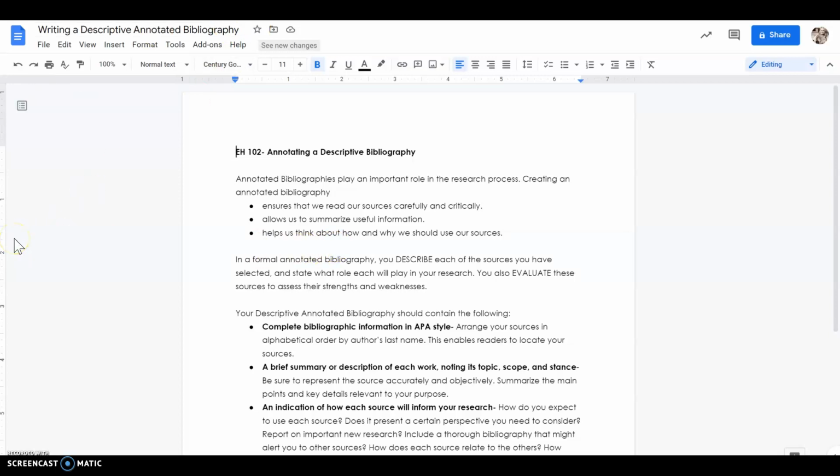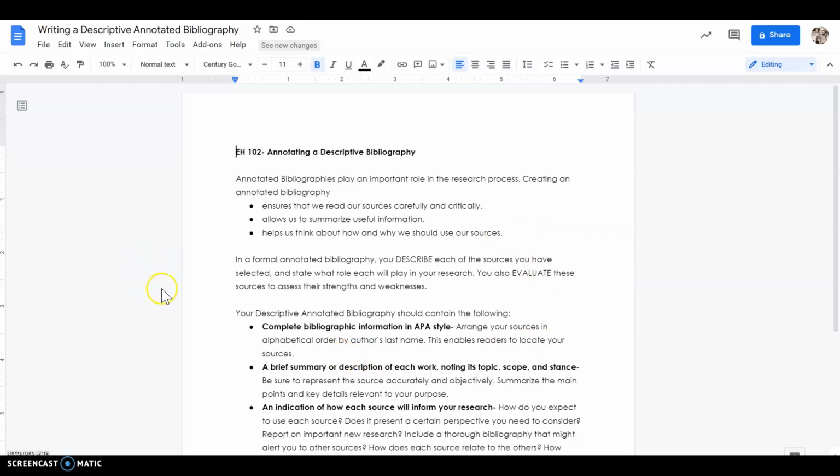So for our purposes, with a descriptive bibliography, a formal one of those, you're going to describe each of the sources that you've selected and state what role each is going to play in your research, and also evaluate the sources to assess their strengths and weaknesses. You have to choose 5 sources for your descriptive bibliography, and you're going to do the following for each one of them. I'm going to explain it, and then I'm going to show you what that looks like when you are ready to put it into the right format.